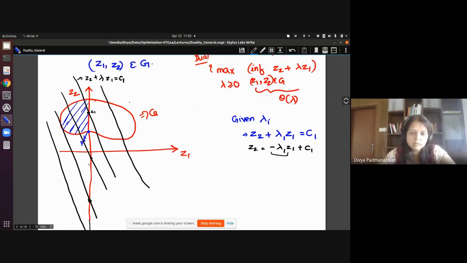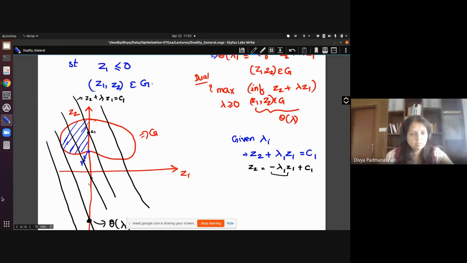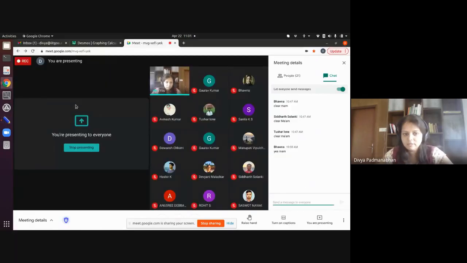Out of all the lines which pass through this set G, what is the smallest intercept that I can get out of all lines with the slope of minus lambda 1? This is going to be the best value. So this is going to be theta of lambda 1. I'll just pause for a minute. Everybody is very quiet. So is this clear?